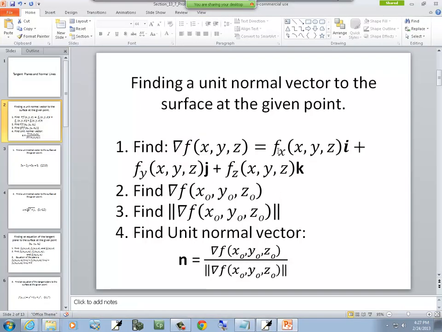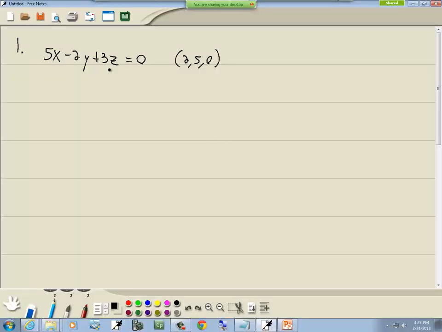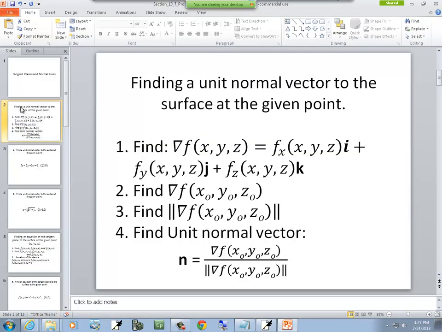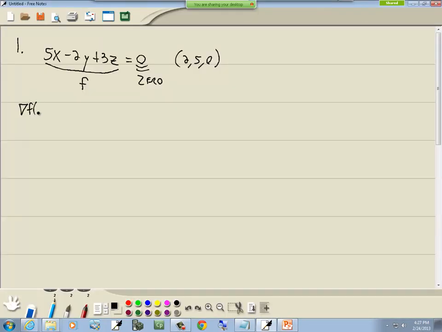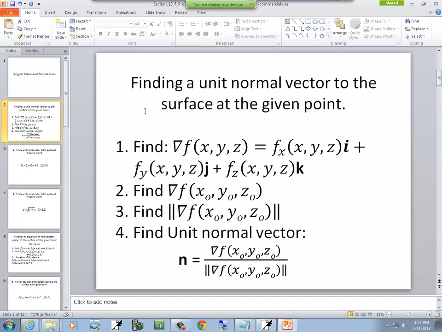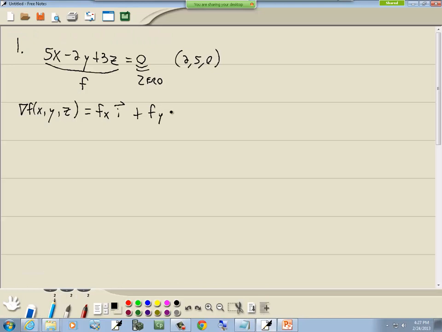Now specifically the f you see on the right side here, partial with respect to x, partial with respect to y, and partial with respect to z, means you have everything over one side of the equals. So you should have a 0 on one side, and then this is going to represent your f. So finding our del f of x, y, z is going to equal the partial with respect to x, i, plus the partial with respect to y, j, plus the partial with respect to z, k.